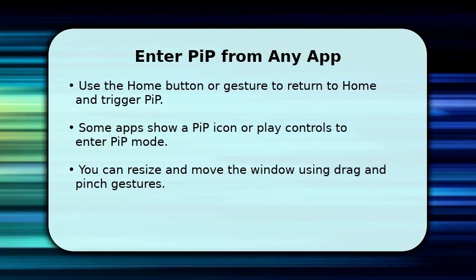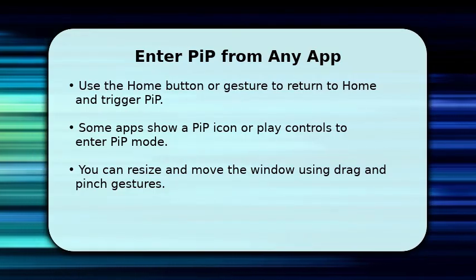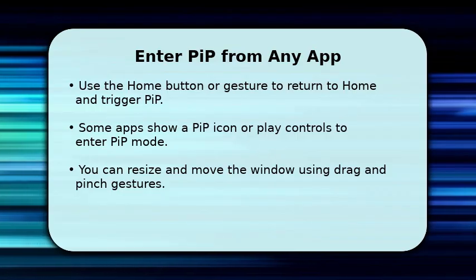Start playing video or begin navigation inside the Allowed app and look for Pi-P behavior. Press the Home button or use your home gesture to return to the home screen, and the app should shrink into a floating window. Some apps show a picture-in-picture icon or playback controls that explicitly enter Pi-P.